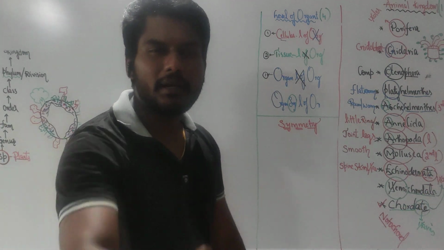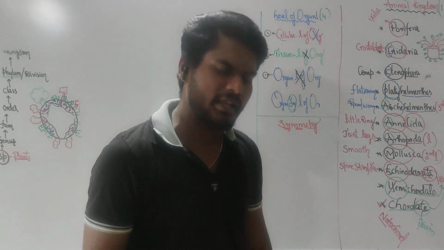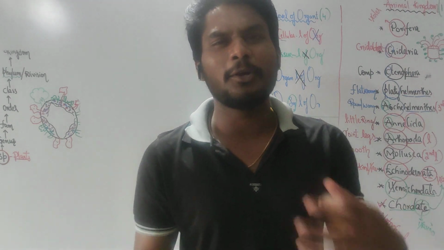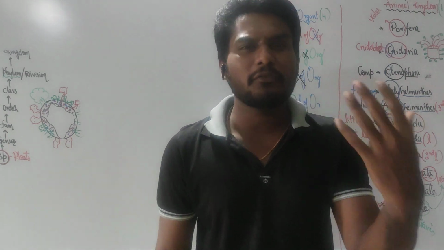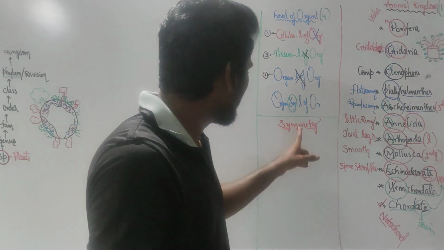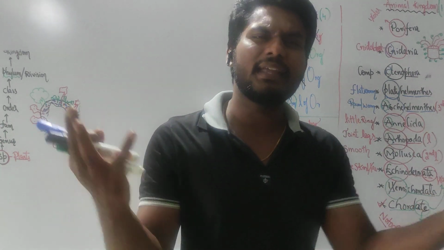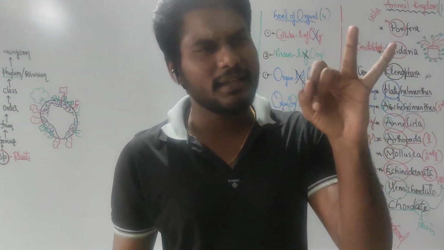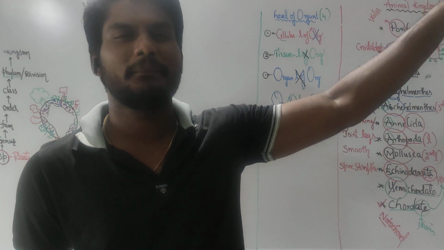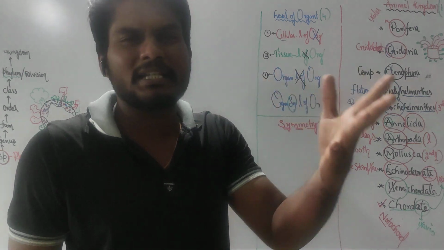How many types of symmetries? 3. Remember, 3 is a very lucky number in biology. Blood vessels, how many types? 3 types. How many types of coelom? 3 types. How many types of neurons based upon the dendrites? 3 types. How many types of muscles? 3: skeletal muscle, cardiac muscle, and visceral muscle. How many types of human beings? 3: male, female, and intersex.